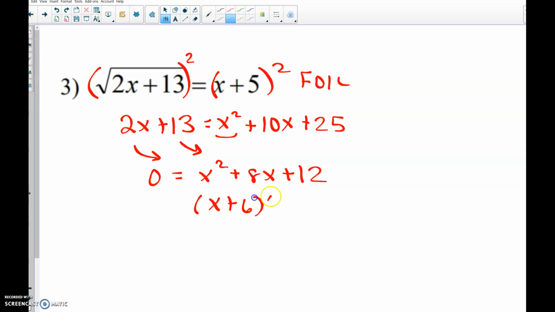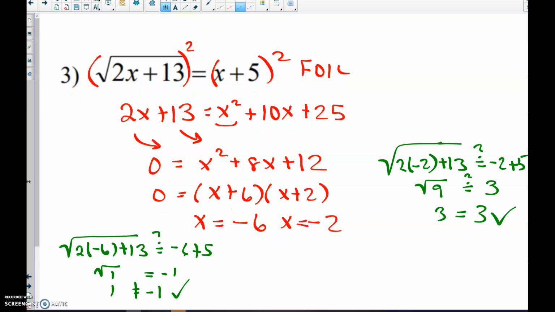Factor. x equals -6 and x equals -2. Go ahead and check both of these and see if they are both valid answers. All right, so on the left here, I plugged in -6. When we do that, we get the square root of 1 equals -1. That is not the case because the square root of 1 is +1. So that would mean -6 is an extraneous answer.